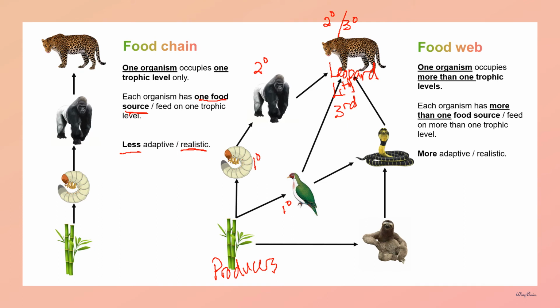And another reason why we say food web is more realistic is because an organism may have more than one food source. So for example, both snake and leopard have more than one type of food source, from different trophic levels.